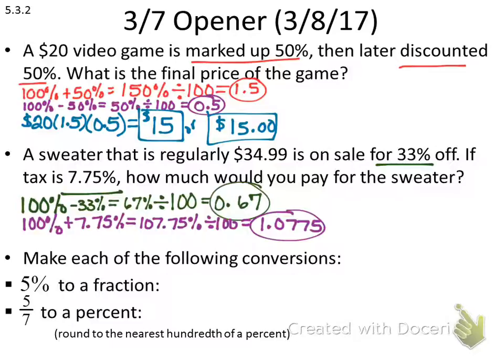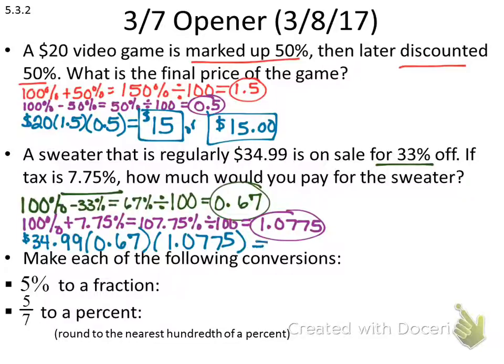Okay, so then we start at our original amount. What's the price of the sweater currently, before all the increase and decrease? $34.99. Now I'm going to take that original amount and do what with it? Times it by 0.76, and how about 6, 7? Oh yeah, sorry. Hey, we all make mistakes. 1.0775.